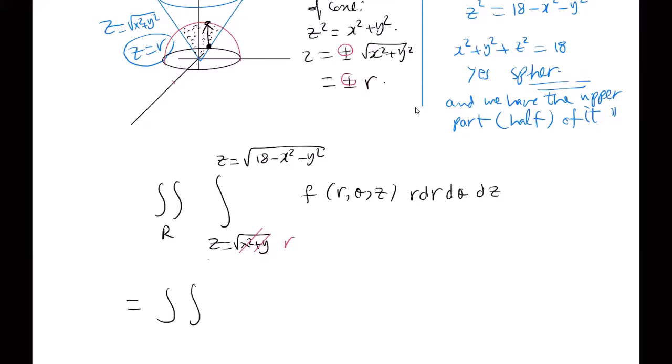This will be R, and the other one will be, again, we will change this into root. It should be polar, right? Yes, root 18 minus r squared. So z depends on r. Okay, so we do the integral with z first. So we put the z inside.